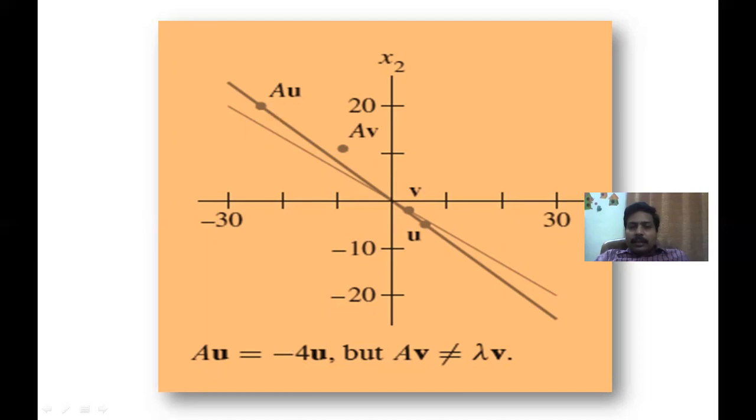Whereas AV is not on the line joining origin O and V. This is the line. The multiples of V will be in this line, but AV is not here. AV is outside of this line. So we can say that AV is not equal to lambda V. So V is not an eigenvector of A.